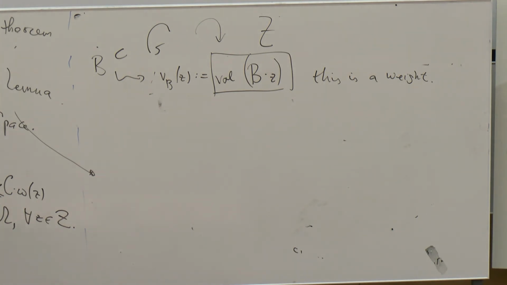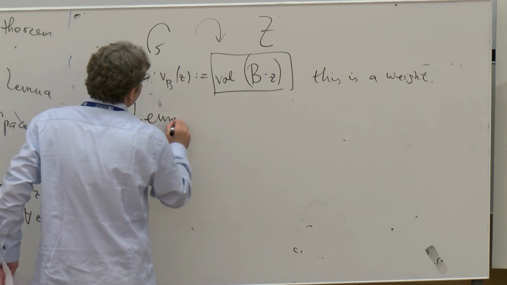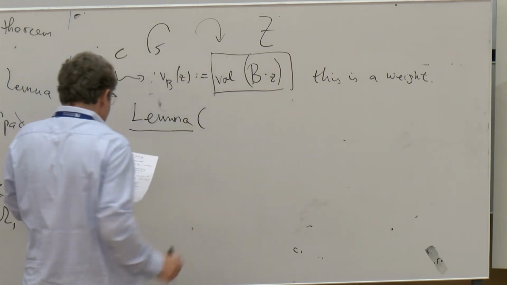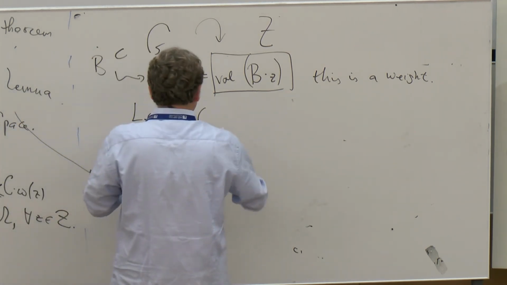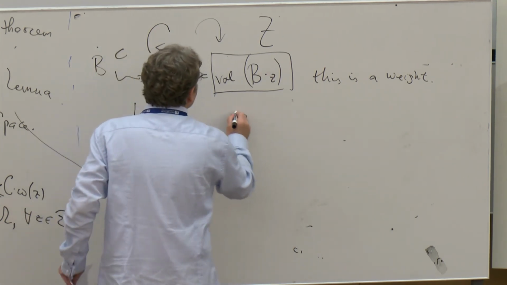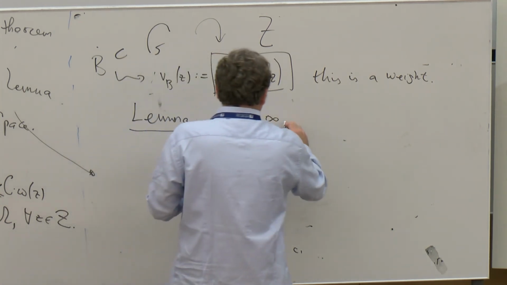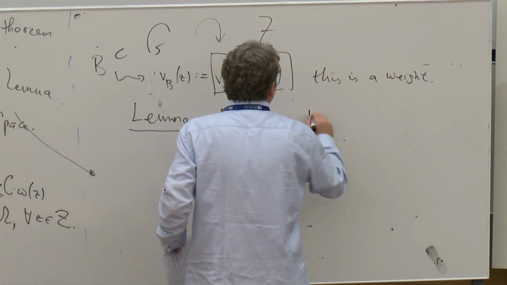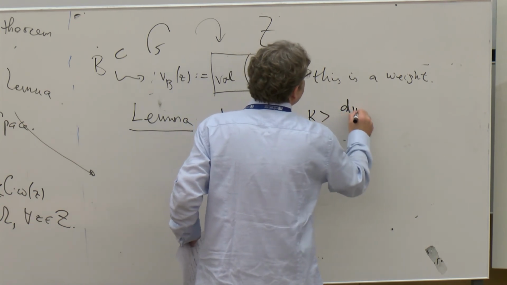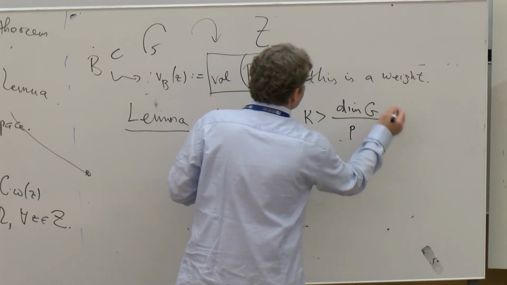You make a definition and it works. And then the lemma, with which I want to finish my lecture, is the following, and it's absolutely crucial for us. Suppose that you fix a P, which is between 1 and infinity, and you take K, which is bigger than the dimension of the group divided by P.